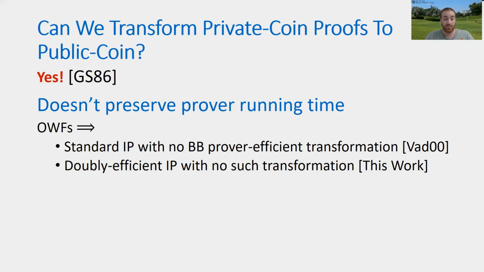And we actually show that this impossibility extends to doubly efficient interactive proofs where the honest prover does run in polynomial time. So even doubly efficient interactive proofs cannot be generically transformed to using public coins in a black box manner while preserving the prover's efficiency.